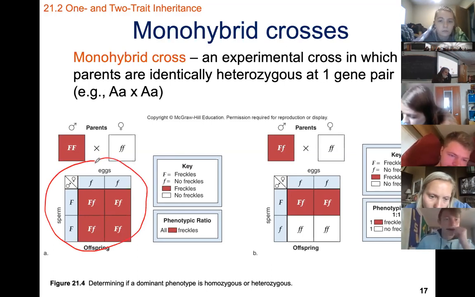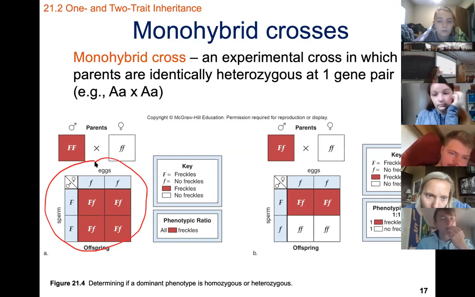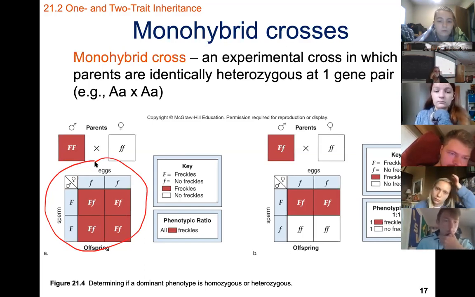This is the example on the next one where we have a small f parent here, if you can kind of see that. Then you cross it with big F, small f, and there's a 50% chance of them being small f, small f, and 50% chance of being big F, small f. So what you guys are missing down here is 2 small f squares. You can look at the phenotypic ratio there on the bottom, all freckles on the left, and a 1-to-1 ratio on the right.